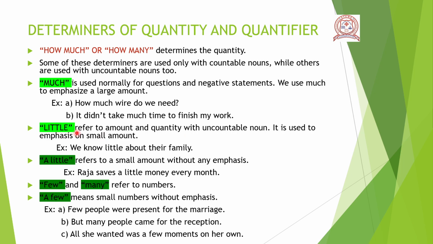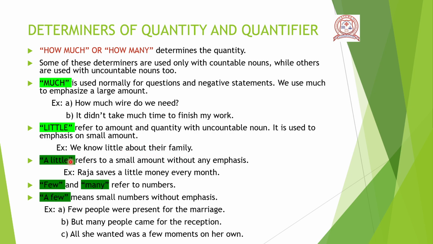Coming to little. Little refers to amount and quantity with uncountable nouns. It is used to emphasize a small amount, small quantity. We know little about their family. Here, it is an uncountable thing, right? To know about a person or a family. So, little is used. We know little about their family.